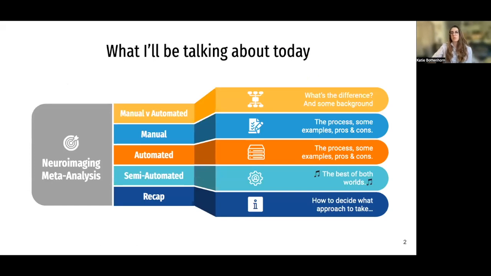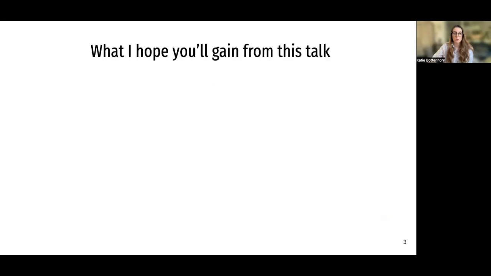So a little overview of what I'm going to talk about today. First, we'll start with the broad strokes of what the difference between conventional and automated meta-analyses are. And then we will go through each manual and automated meta-analyses separately, including the process, some examples, and pros and cons of each approach. And then we'll talk about semi-automated meta-analyses, which really is the best of both worlds. And finally, we'll recap with a little bit more information on how to take which approach.